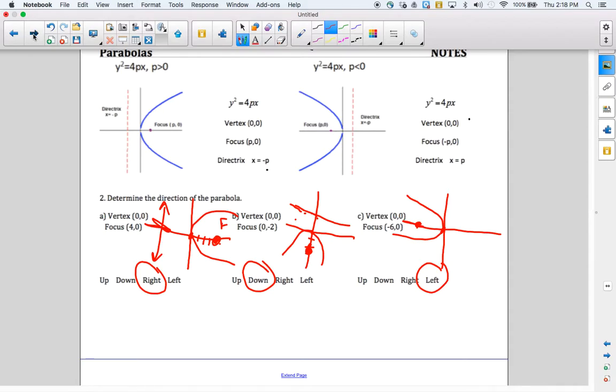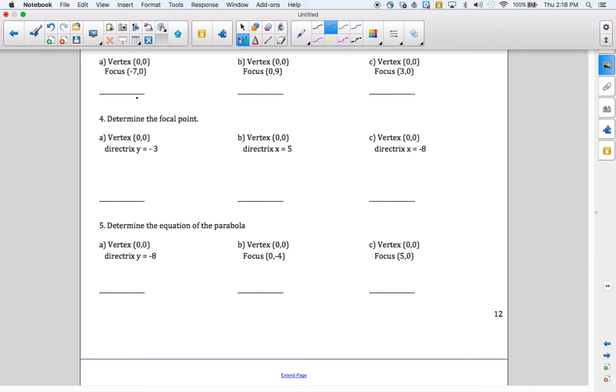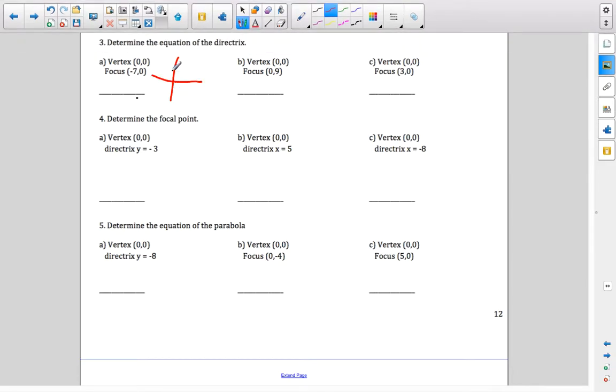Okay, a little bit of practice here now. We've got a vertex at 0, 0, and we've got a focus at negative 7, 0. And we are going to determine the equation of the directrix. If you want to sketch off to the side, you can. Put in a little sketch here. Maybe you can even make yours straight.